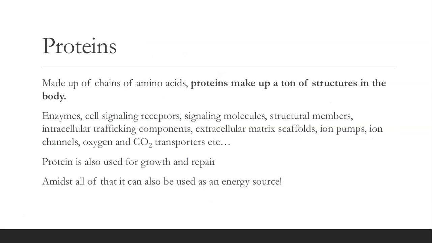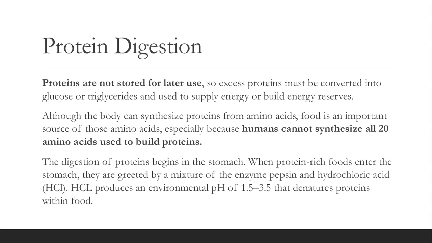And then let's get into protein metabolism now. So proteins, we know they're made up of amino acids, and they make up a ton of structures in the body. Enzymes, cell signaling receptors, signaling molecules, structural members, intracellular trafficking components, extracellular matrix scaffolds, ion pumps, ion channels, hemoglobin. Protein is also used for growth and repair of cells and cell structures. And amidst all of that, you can actually, of course, use protein as an energy source.